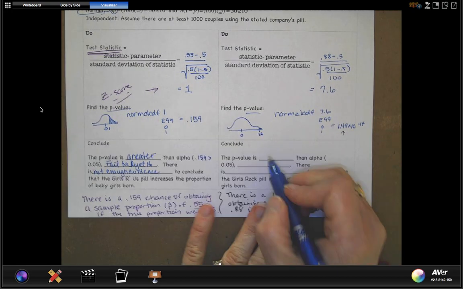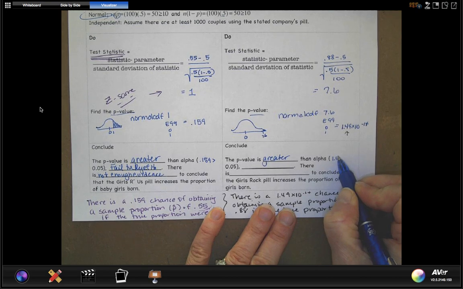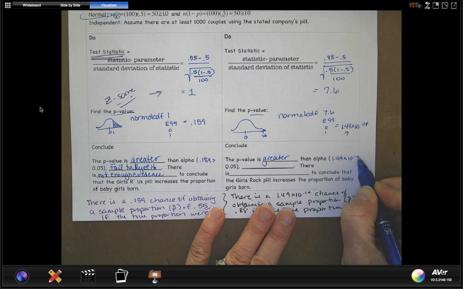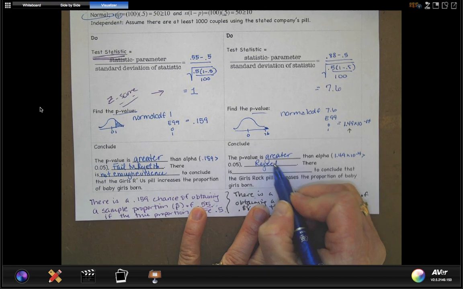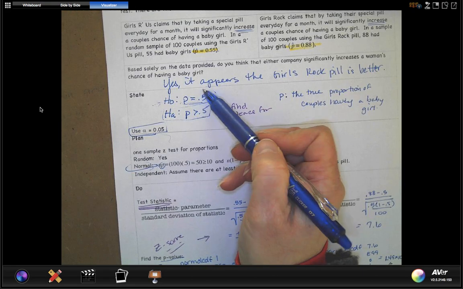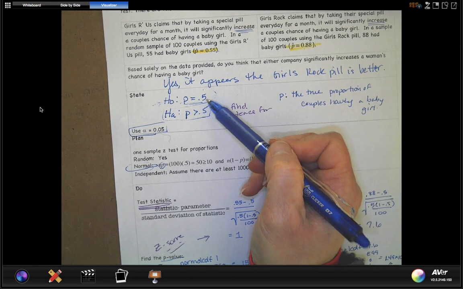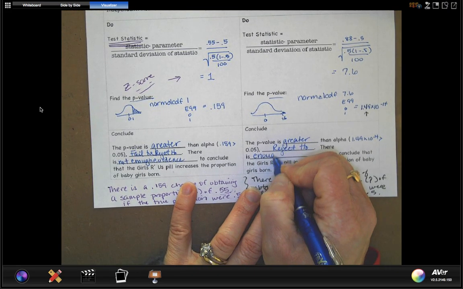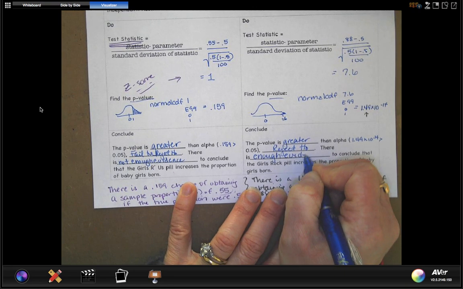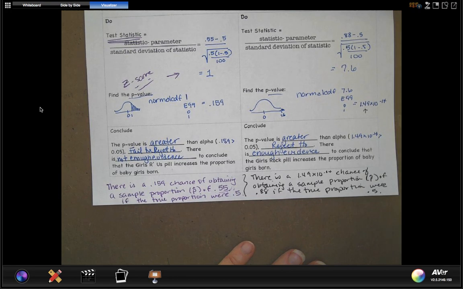So here I'd say the p-value is less than alpha. So again, I have that 1.49 times 10 to the negative 14th is less than alpha. Since it's so much smaller, I would reject H0. So I throw out this idea here because it's so unlikely that I've observed that value if this were true. And I would say there is enough evidence to conclude the Girls R Us pill increases the proportion of baby girls born.